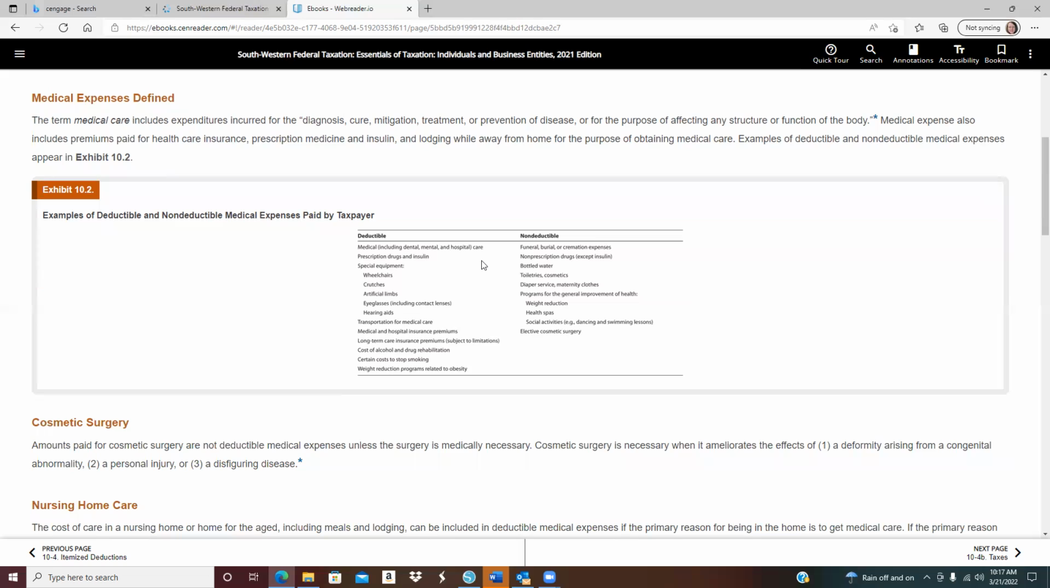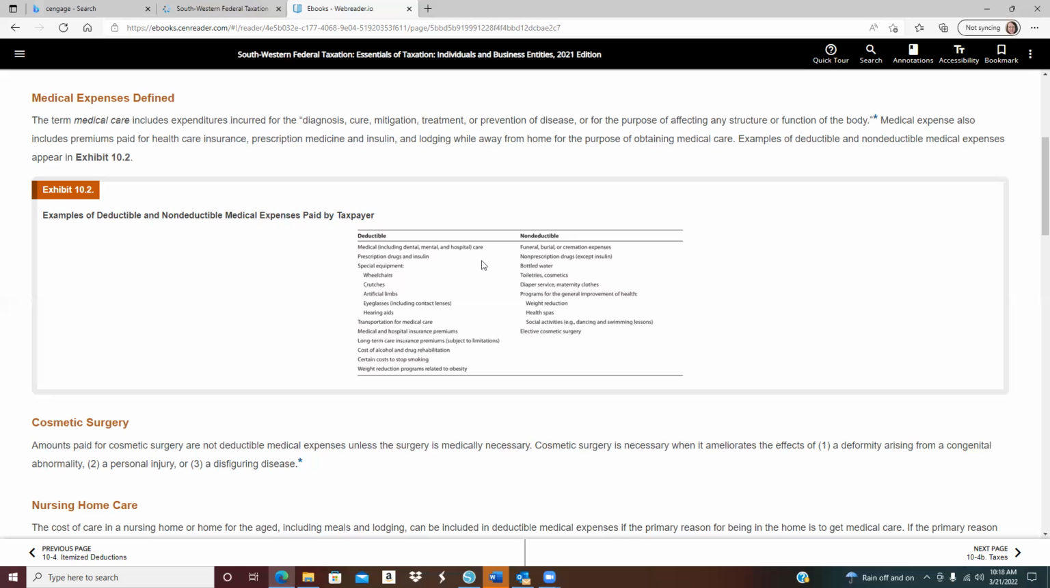So let's look at the deductible. We have medical care with drugs and insulin, special equipment such as wheelchairs, crutches, artificial limbs, eyeglasses, hearing aids, transportation for medical care, premiums, costs of alcohol and drug related rehabilitation, and weight reduction programs related to obesity. These are all under the list of deductible. Non-deductible would be funeral, burial, or cremation, non-prescription drugs, cosmetics and toiletries, diaper services, programs for the general improvement of health, and elective cosmetic surgeries. None of these are considered deductible.